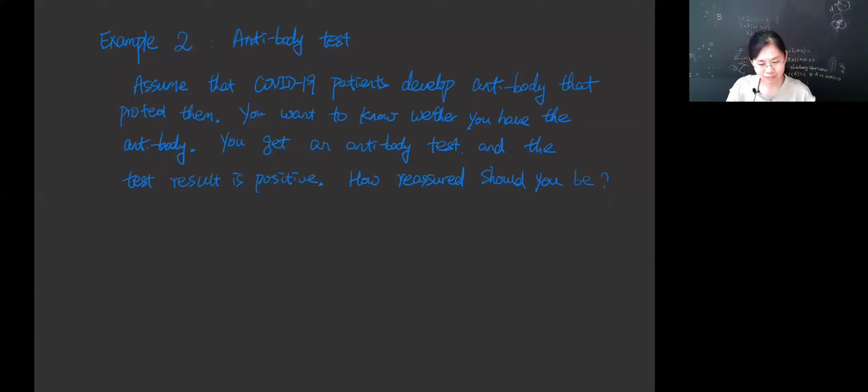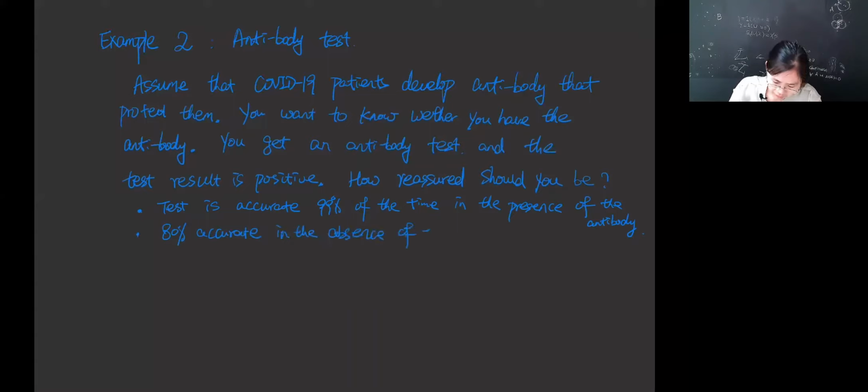But this depends on a bunch of stuff. It depends on, for example, what is the accuracy of the test? Now let's assume this test is accurate 99% of the time in the presence of the antibody. And it is 80% accurate in the absence of the antibody. That is, for 100 people who have the antibody, 99 of them will be tested positive. And for 100 people who do not have the antibody, only 20 of them will be tested positive. Okay, 80 of them will be tested negative.